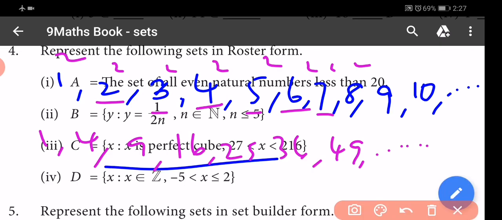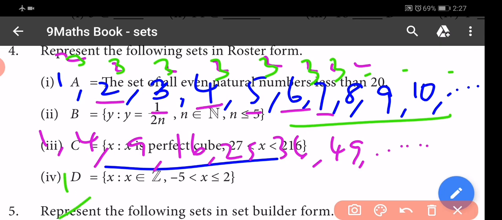We cube all the natural numbers: 1 cube, 2 cube, 3 cube, 4 cube, 5 cube, 6 cube, 7 cube, and so on. That is cube of natural numbers. Then what is 1 cube? 1. What is 2 cube? 2 cube means 2 into 2 into 2. So when we multiply 2 three times, 2 cube is 8, and 3 cube means 3 into 3 into 3.